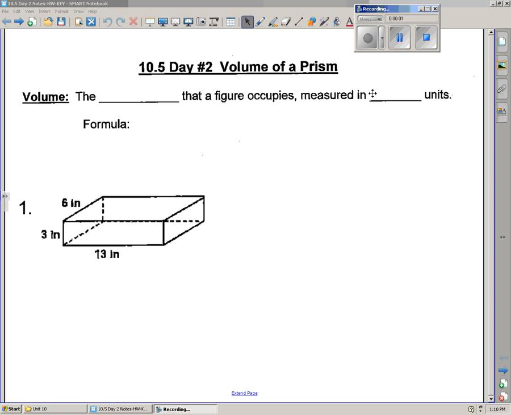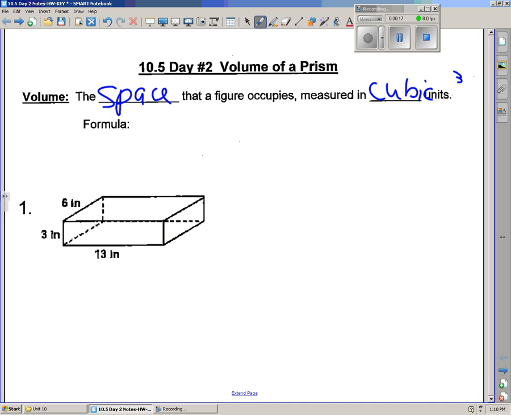Okay, so for today's lesson, we're going to talk about the volume of a prism. The volume of a prism is the space that a figure occupies, and that's going to be measured in cubic units. So that's like units to the third power.